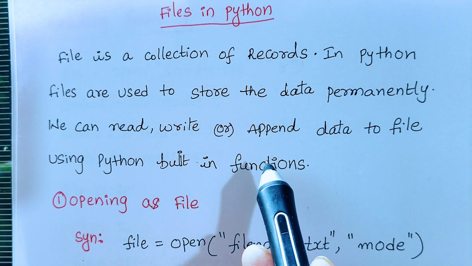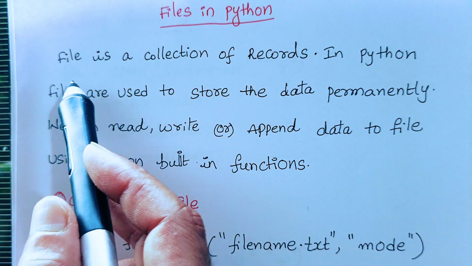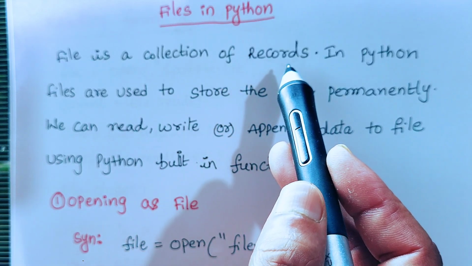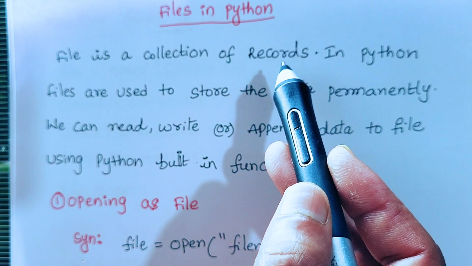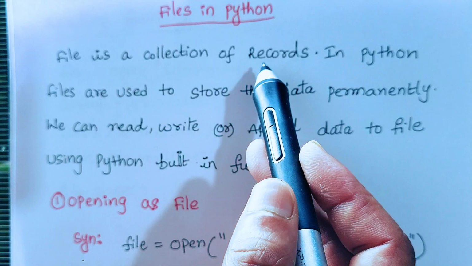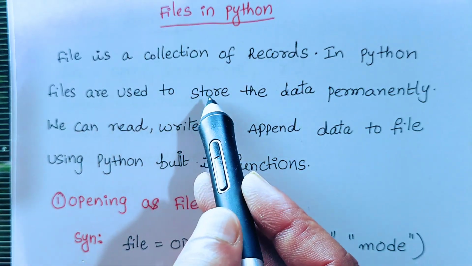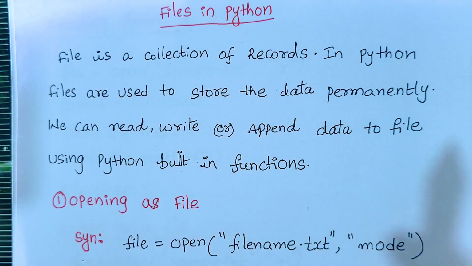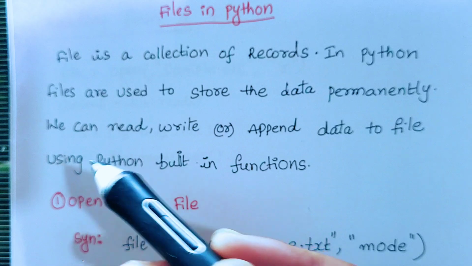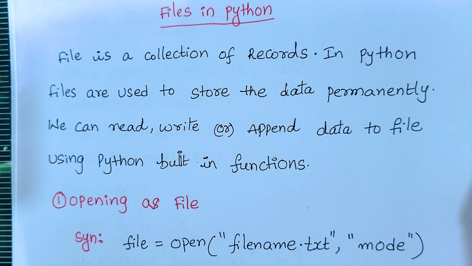Remember, one of the important definitions: a file is a collection of records. Files are used to store data permanently. So if you want to store data permanently, you can use the concept called files.